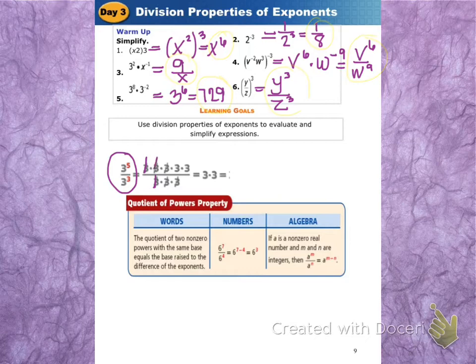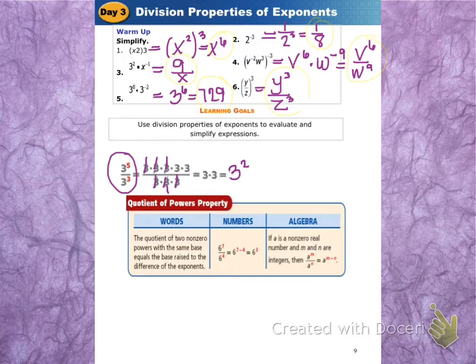So you see that we were able to cross out 3 3's on the top, and there are no more left on the bottom, which really means there's a 1 on the bottom. All that's left is 3 times 3 over 1, or 3 times 3, which can be written in exponential form as 3 squared. That's actually an example of the quotient of powers property.